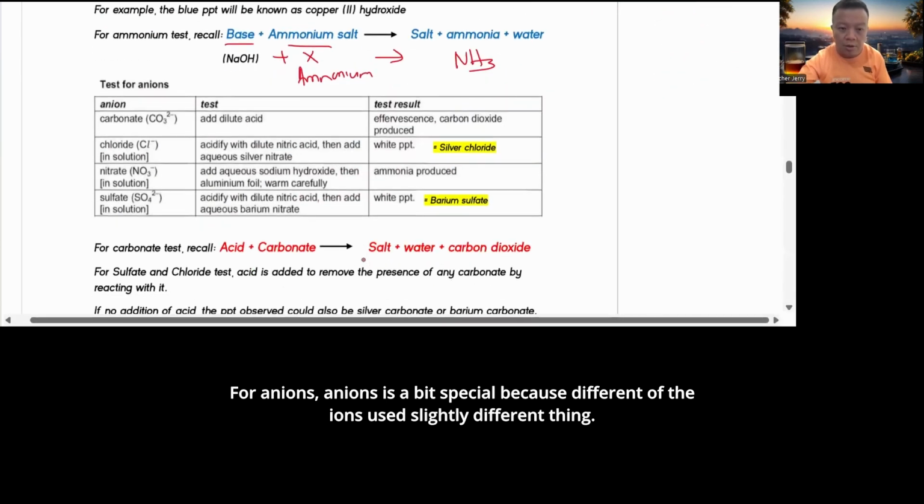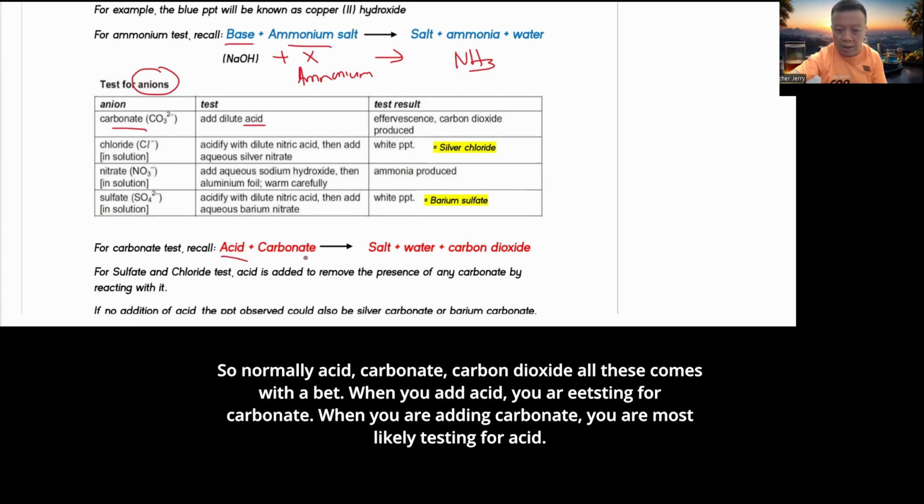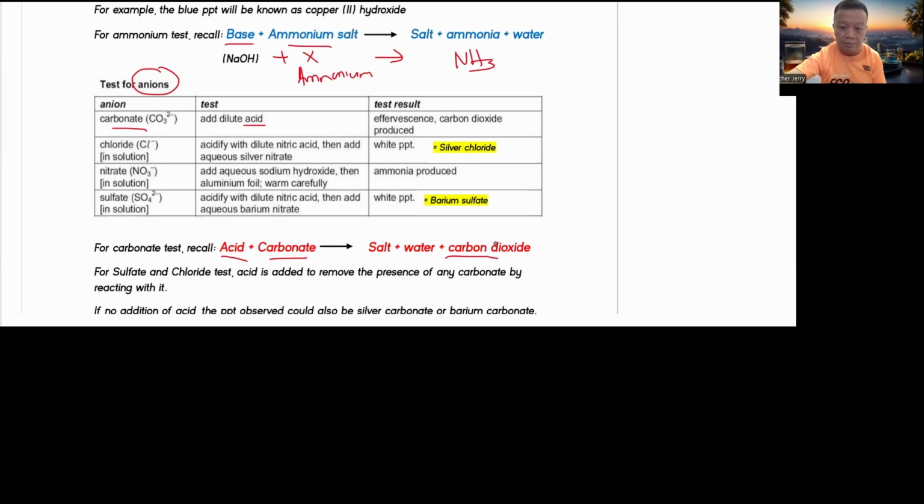Okay, for anions, you have a few. Anions are a bit special because different ions use slightly different tests. Acid normally partners with carbonate. It's the same as how we work with base plus ammonium salt. So normally acid, carbonate, carbon dioxide all come in a pair. When you add acid, you're testing for carbonate. When you add carbonate, you are most likely testing for acid.